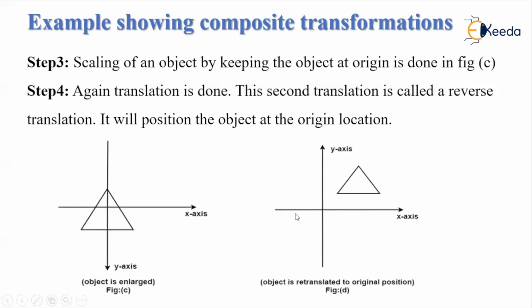In this way, we can perform the enlargement of an object at an arbitrary point, meaning the object is at a point other than the origin. In this way, we can combine two or more transformations together with the help of composite transformation. So this is all about the composite transformation.